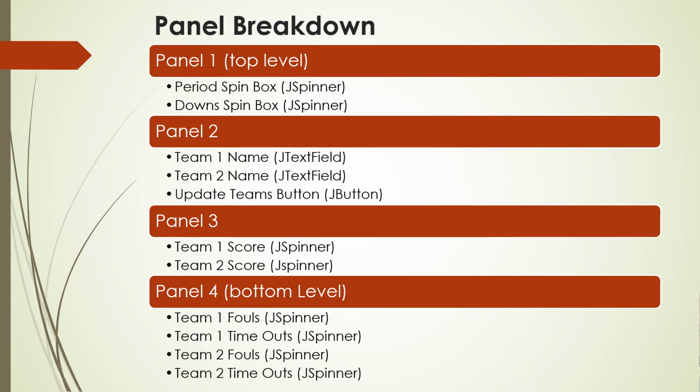Here's the JPanel breakdown, basically, of what we have. A lot of it works similarly off each other, especially with the JSpinners. All of them work basically the same. So like I said in the last part, I set the period spin box and the down spin boxes in the top panel. Then we go to the team names with the update buttons, as well as the team scores and the fouls and timeouts. Those are all in the panels, but they all work the same way. This is just how I have it spaced out in the program.